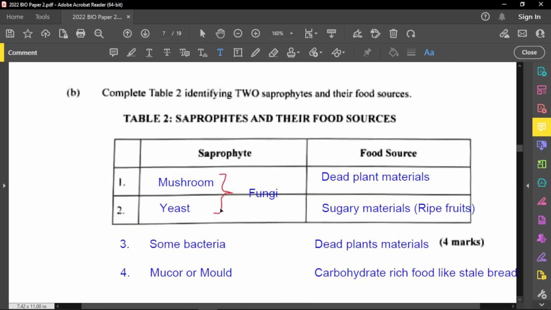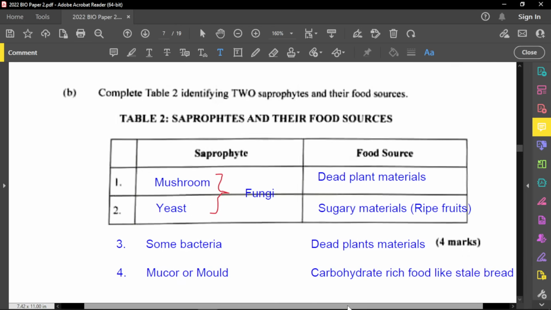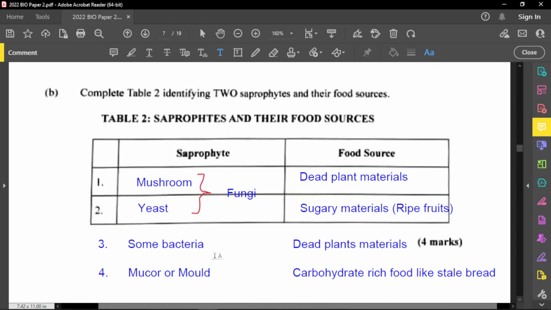All right, and yeast, they will use sugary materials such as ripe fruits. And that's where you get fermentation, fermentation to produce alcohol or wine. And so bacteria now, they will feed on dead plant materials, for those that are saprophyte. Not all bacteria are saprophyte, just to make a note of that, right?